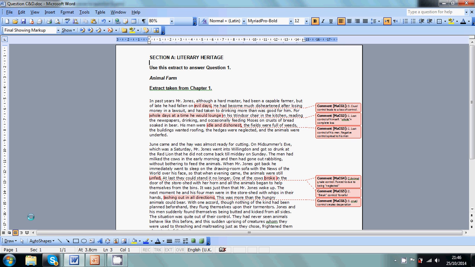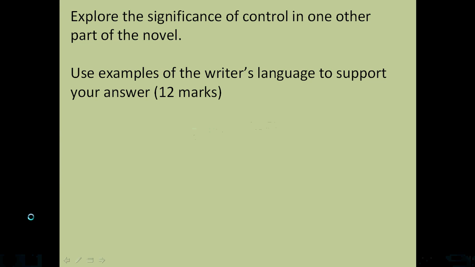All you need to make sure you do is ensure that you've got a couple of extra notes which analyse language to a slightly better standard. The method is exactly the same. It's just you have to pick your own extract. That's the difference. Let's go back to our answer, shall we?